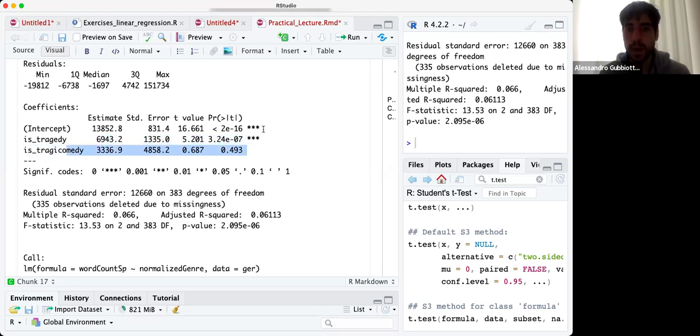And we don't care about the p-value of the intercept. Of course, it is different from zero, because dramas have some length, which is different from zero. So this is trivial. This is the first line.